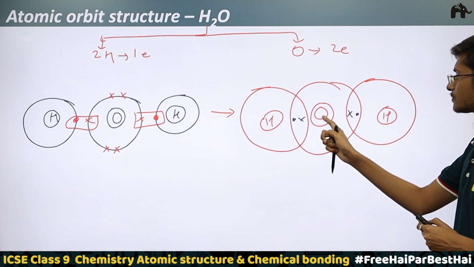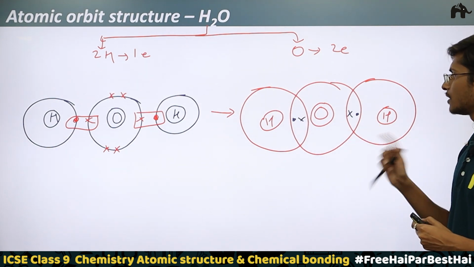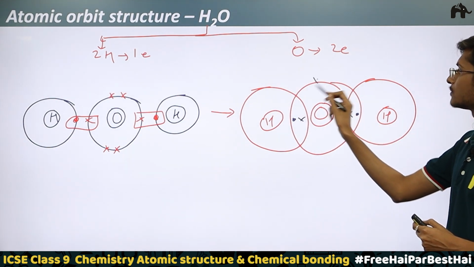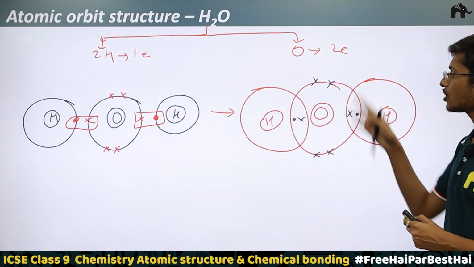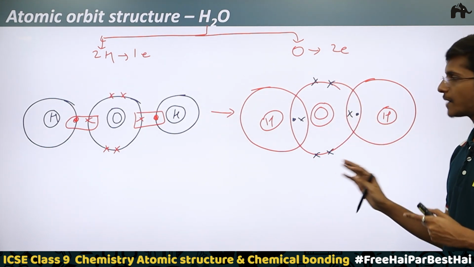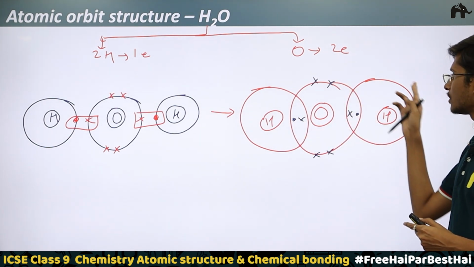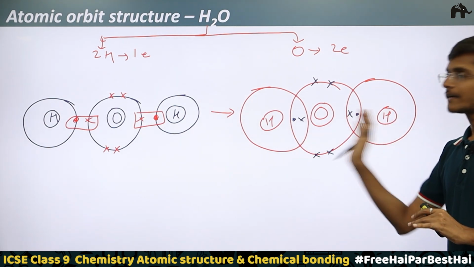Crosses of the oxygen atom and then dots of hydrogen, and now the remaining 4 electrons of the oxygen atom, on the top, at the bottom, like this. So 1, 2, 3, 4, 5, 6, 7, 8, oxygen is happy, and this hydrogen atom 1, 2, this hydrogen atom 1, 2. So this is how our water molecule is formed.